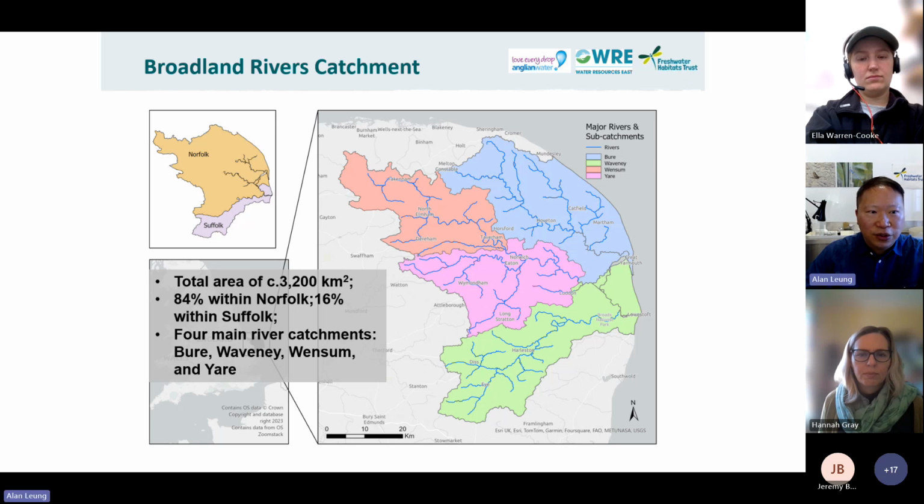Let's focus back on the Broadland River catchment. I guess all of you should be quite familiar with this catchment. It's quite a large catchment of more than 3,000 square kilometers, with the majority located within Norfolk, while only part of the River Waveney catchment is located within Suffolk.